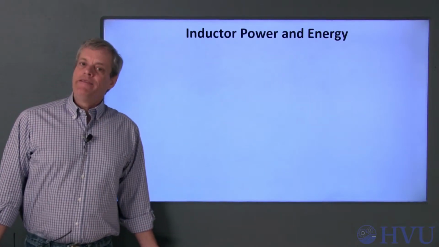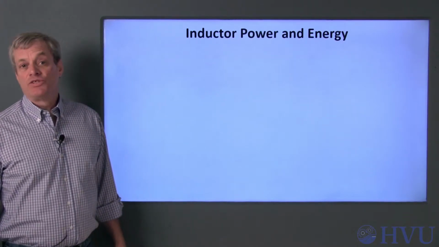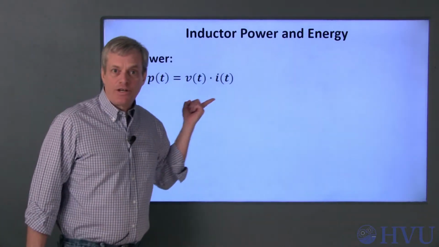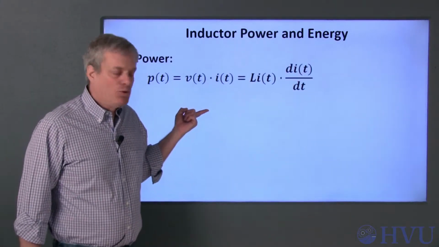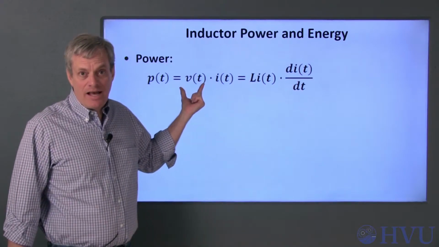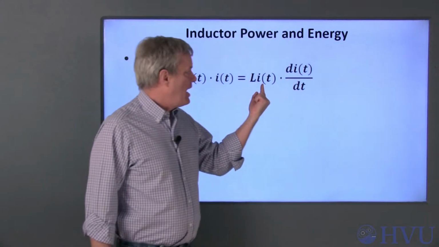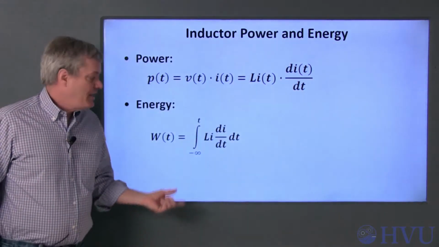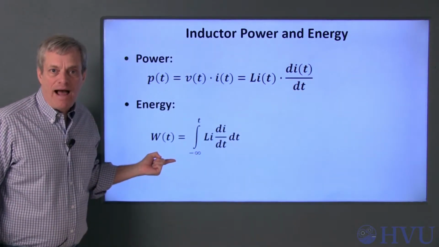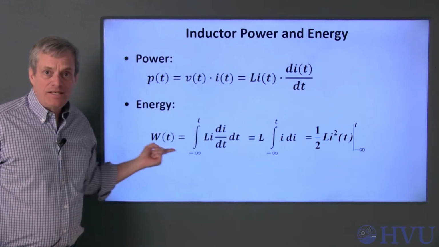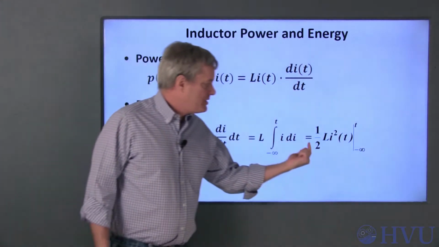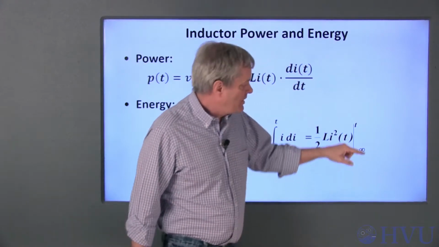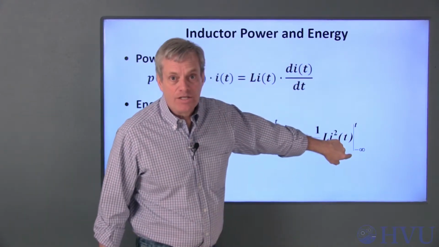Finally, I'll show why the inductor current dictates the energy stored by the inductor. Power is the product of voltage and current. Since the inductor voltage is equal to L times di by dt, the power is i times L di dt. By definition, energy is the time integral of power. If we integrate this expression, we find that energy is equal to 1/2 L times the square of the current evaluated at the limits of integration.